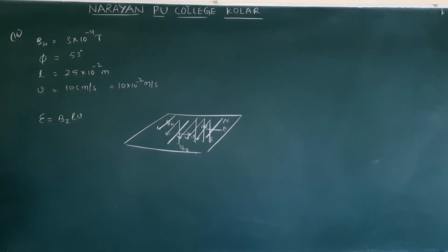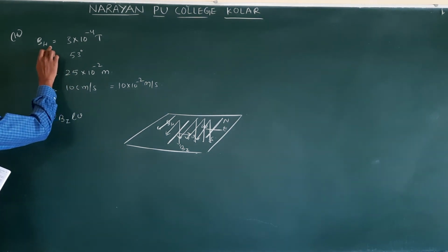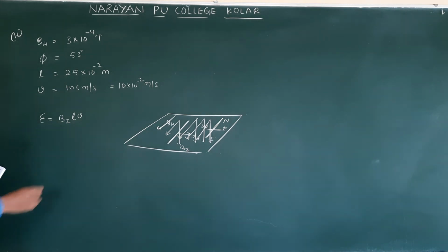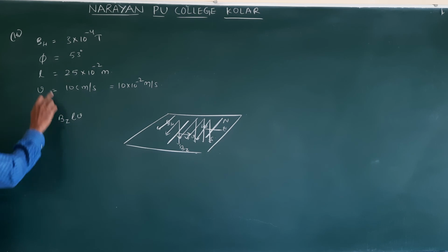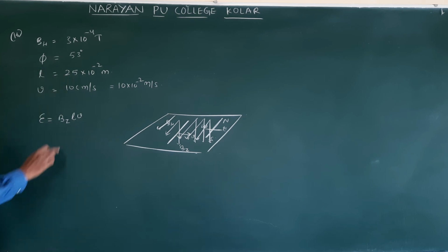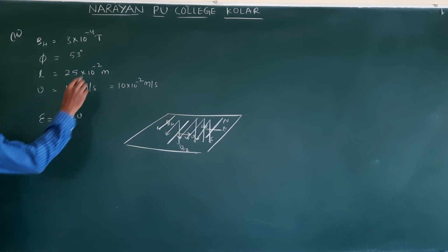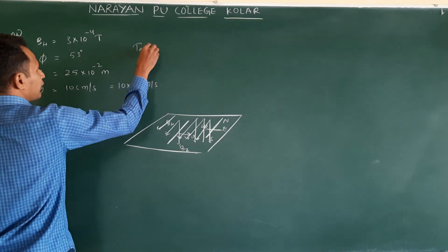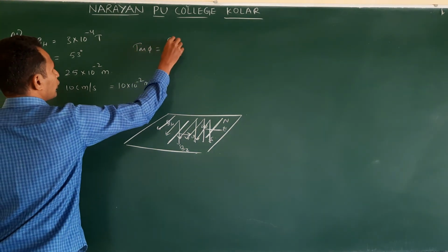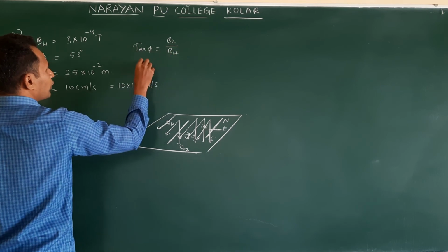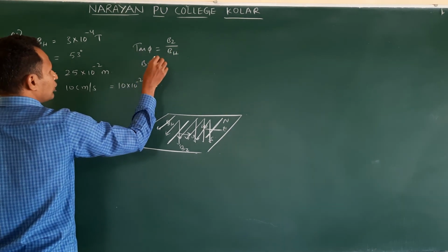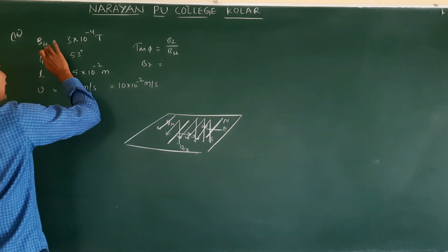Clear? We have a dip angle. Dip angle is there. How do we get it? We have B_H and we require B_Z. They gave B_H, not B_Z, and they gave the dip angle. Then how do we write this? How do we get B_Z? Tan phi is equal to B_Z by B_H.